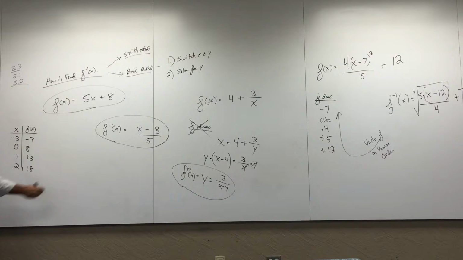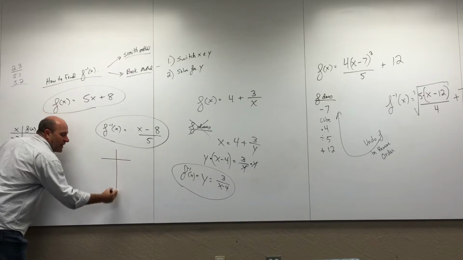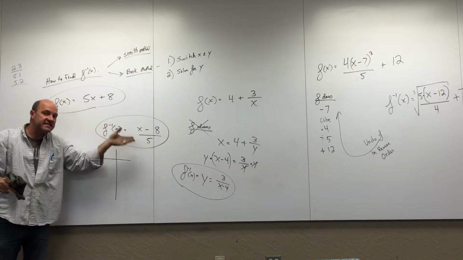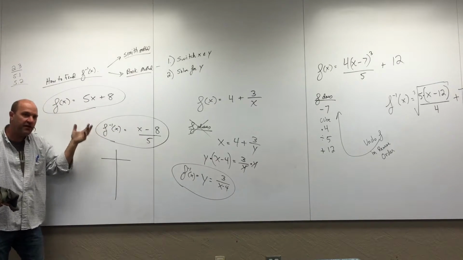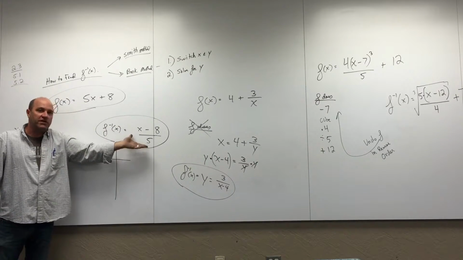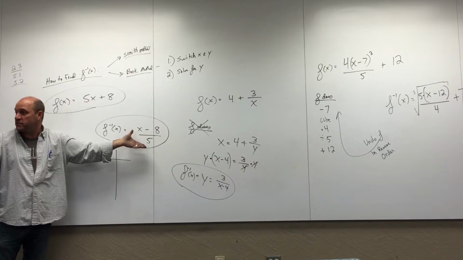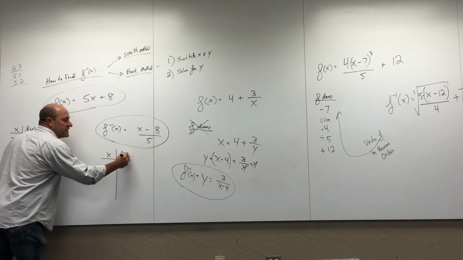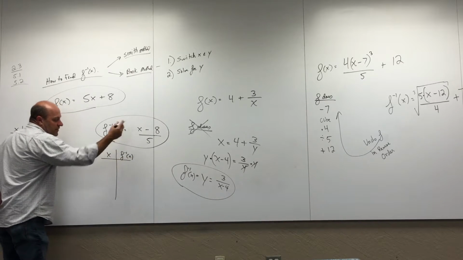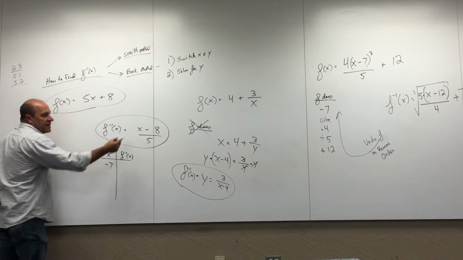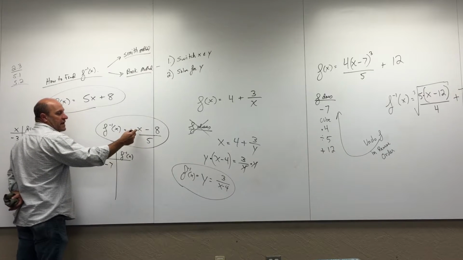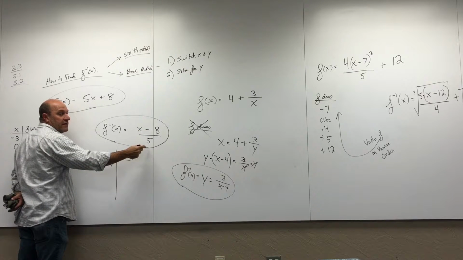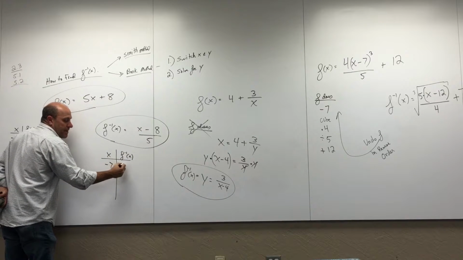Check this out. If I made a little chart for this guy, watch for this guy. He's a separate function here. I keep calling him, he's related to him. He's his cousin. They undo each other, but he's his own separate function. Check this out. When you plot points on this guy, watch this. Let's just try a -7. Plug in a -7, what do you get? -7 minus 8, -15 over 5, -3.